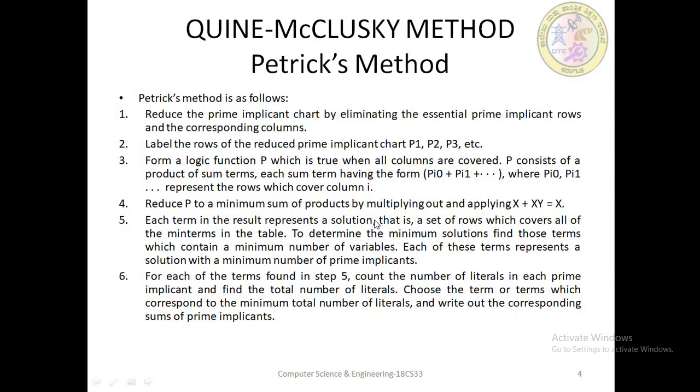To determine the minimum solution, look at the number of variables those terms contain. Each of these terms represents a solution. I will explain this with a problem, so you will understand it very clearly instead of my explaining it in theory terms. For each term found in the previous step, count the number of literals in each prime implicant and find the total number of literals. Choose the term which corresponds to the minimum number of literals and write out the corresponding prime implicants.